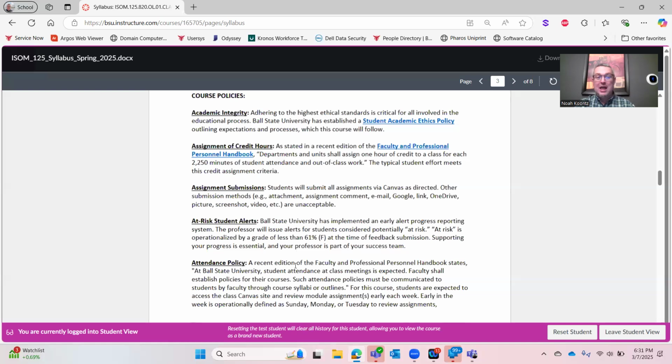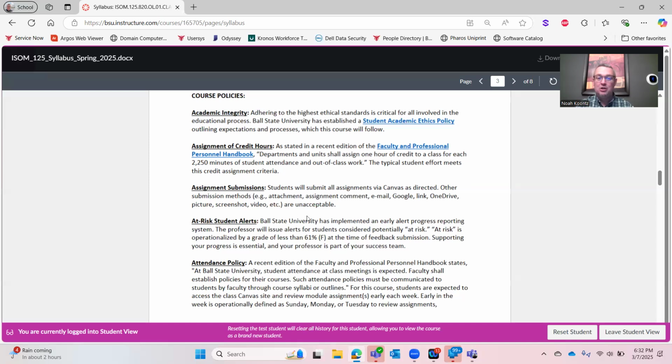Course policies. Academic integrity. Adhering to the highest ethical standards is critical for everybody involved in the educational process. Ball State has established a student academic ethics policy, linked here in the syllabus, outlining expectations and processes which this course will follow. Assignment of credit hours. As stated in a recent edition of the Faculty and Professional Personnel Handbook, again linked in the syllabus, departments and units shall assign 1 hour of credit to a class for each 2,250 minutes of student attendance and out-of-class work. The typical student effort meets this credit assignment criteria.